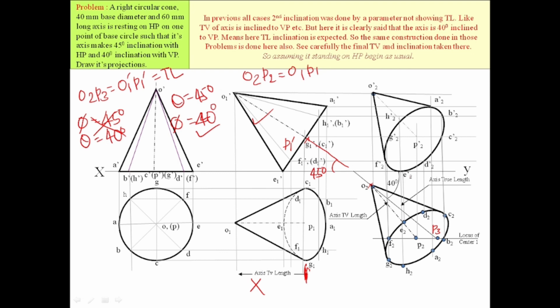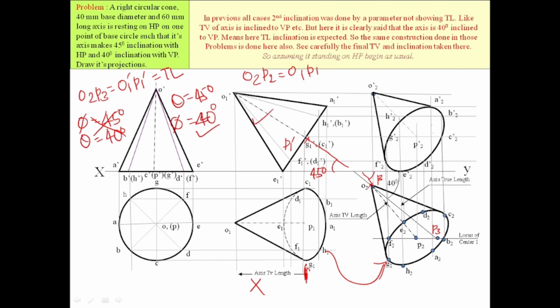Then we will get another angle. That angle must be greater than 40 degrees, and that angle is represented as beta, apparent inclination with VP. Then we can tilt the entire figure through that angle, apparent inclination with VP. We have already discussed the procedure for tilting this solid. Then we can project it and we can complete the front view.